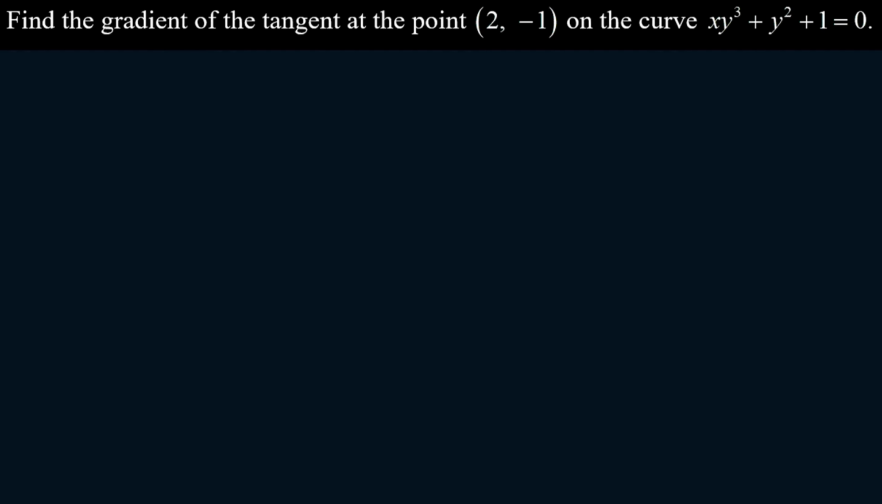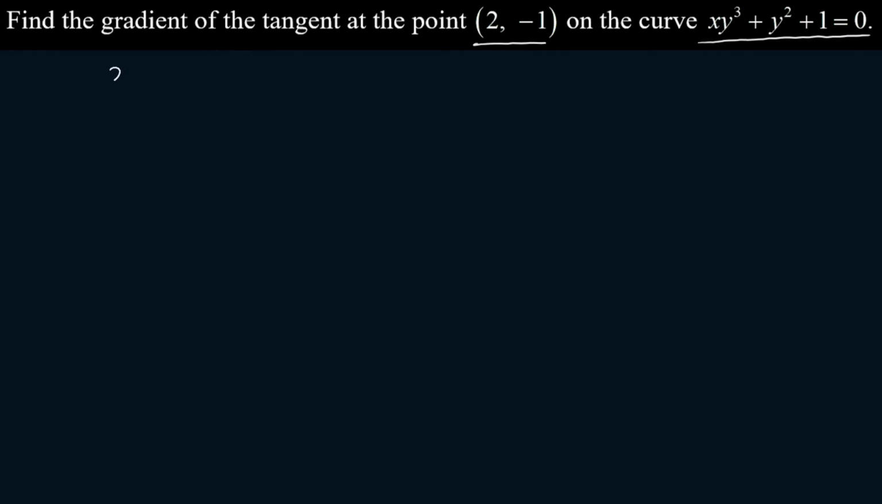Today I will explain one particular question: find the gradient of the tangent at (2, -1). This is the point given on the curve, and the curve equation has been given here. The curve equation is an implicit function with x and y together. Let's differentiate and from there find dy/dx.